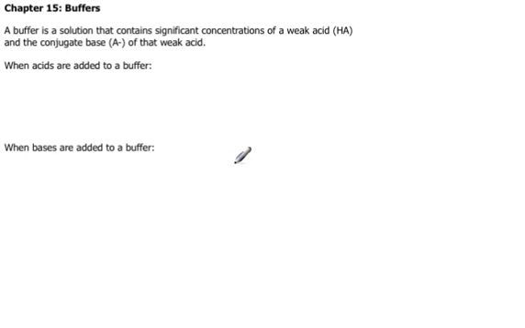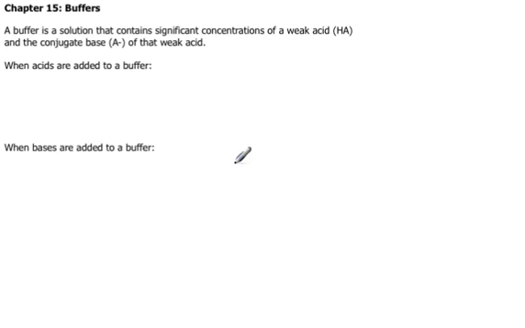So for example, your blood contains buffering chemicals which keep the pH steady, and if the pH of your blood gets too high or too low, then you get very, very sick and possibly die if it gets too bad. So this is how they work.